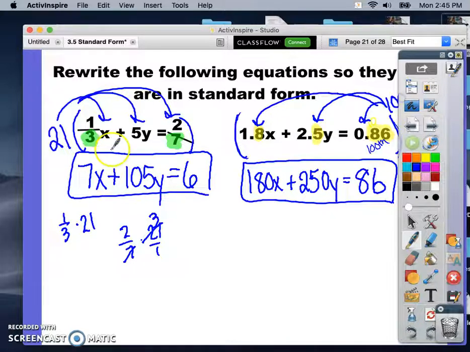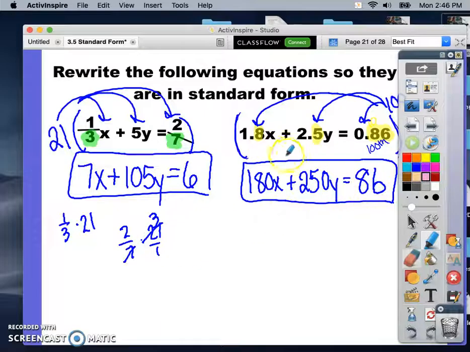Okay, like I said here, it doesn't matter if only one of them is a fraction or two of them are fractions. You want to get rid of those. So you're going to multiply everything by 21. So 21 times 1/3 is 21 over 3, which is 7x. And then 21 times 5. Here, just on a calculator, do 21 times 5, and that'll get you 105y. And then 21 over 7, 21 times 2 would be 42 divided by 7 is 6. So my new equation without any fractions is 7x plus 105y equals 6.